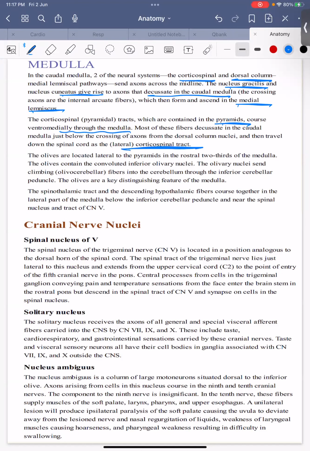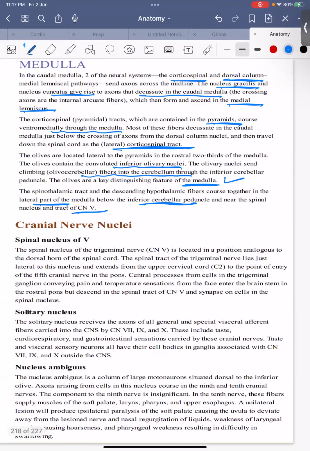The olives are located lateral to the pyramids in the rostral two-thirds of the medulla. The olives contain the inferior olivary nucleus. The inferior olivary nucleus sends olivocerebellar fibers into the cerebellum through the inferior cerebellar peduncle. So remember, olives, inferior olivary nucleus, important part of the medulla. Spinothalamic fibers and the descending hypothalamic fibers are in the lateral part of the medulla, below the level of the inferior cerebellar peduncle and near the spinal nucleus of cranial nerve 5.